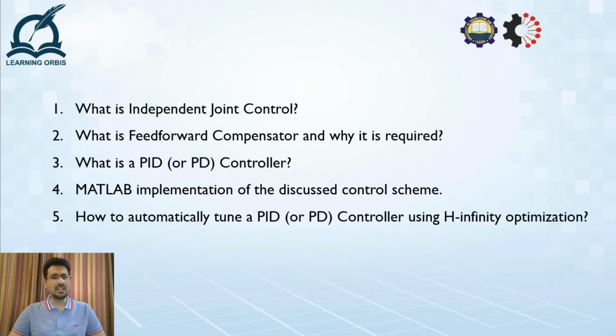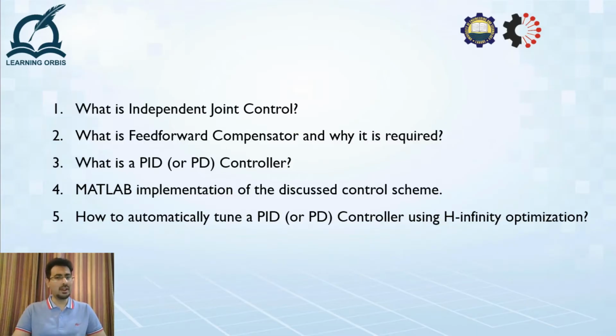First of all, very quickly, we will discuss what an independent joint control and a typical control system are. Then we will talk about control system considerations for robotic manipulators, and we'll see what a feed-forward compensator is and why it is required. After that, I'll quickly introduce the PID controller and then move on to MATLAB for implementation of the discussed control schemes.